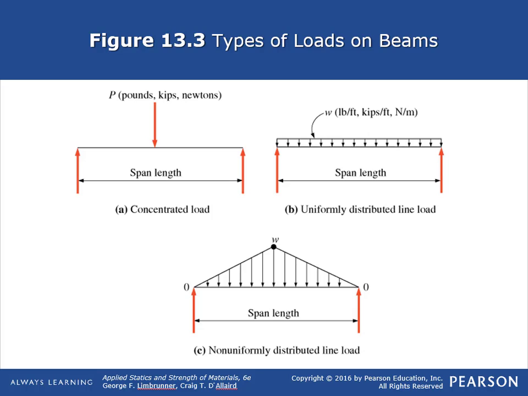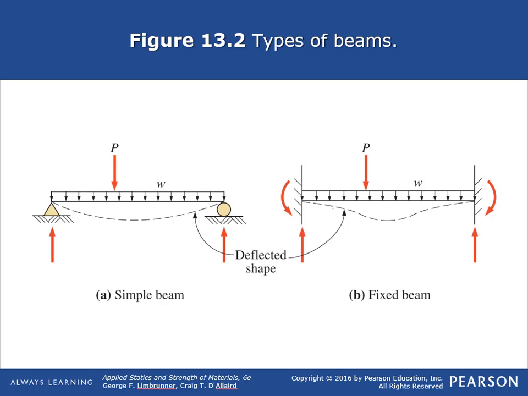Now let's talk about the types of beams that we're going to be talking about. This one right here, A, is a simple beam. We have a pin at one end and a roller at the other end. Therefore, there are no horizontal forces at all. We have a distributed load, and we have a point load on here too, a concentrated load. This is a fixed beam.